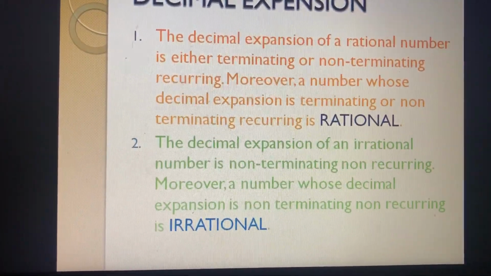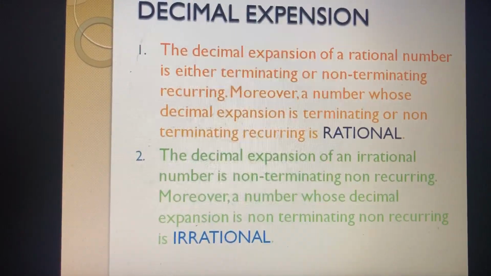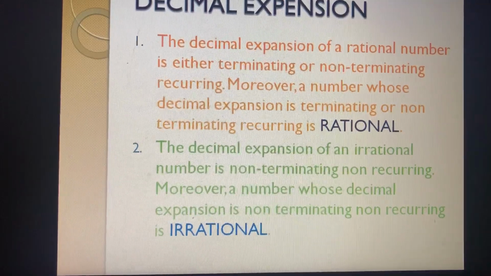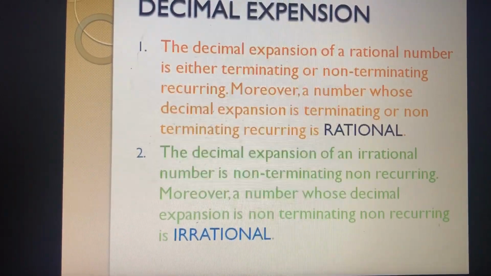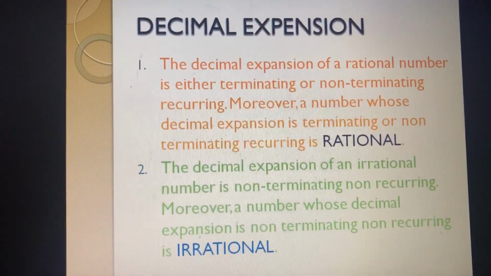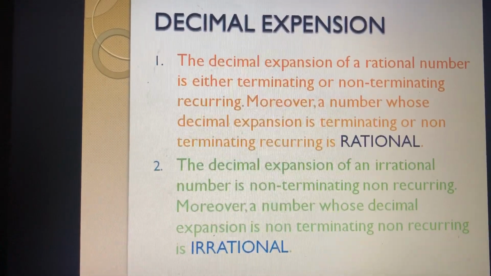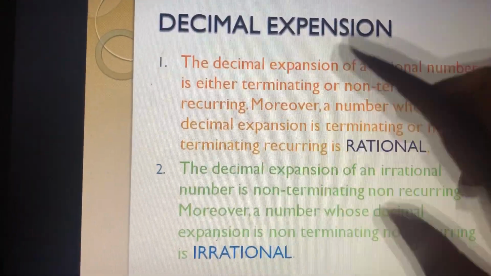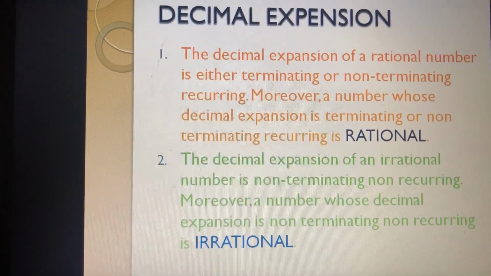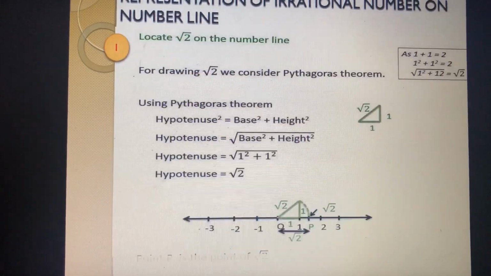The decimal expansion of an irrational number is non-terminating, non-repeating. That means we have three types: terminating, non-terminating repeating, and non-terminating non-repeating. Terminating or non-terminating repeating are the rational numbers, and non-terminating, non-repeating are the irrational numbers. So by dividing, or by the decimal expansion, we can find whether the number is rational or irrational.